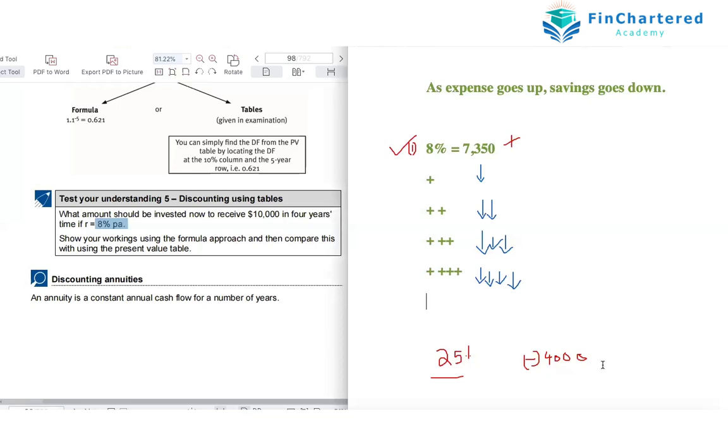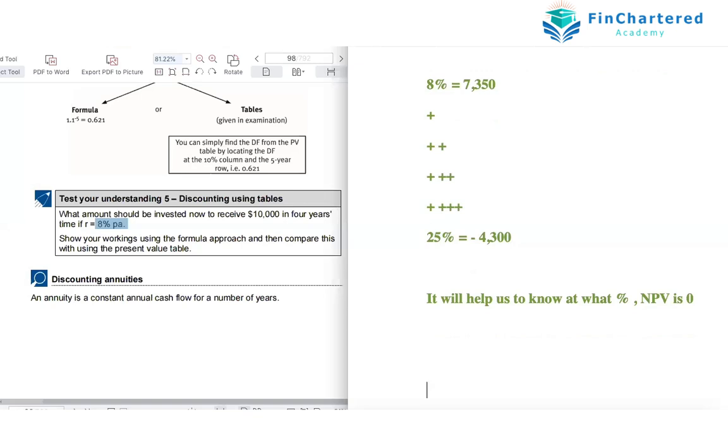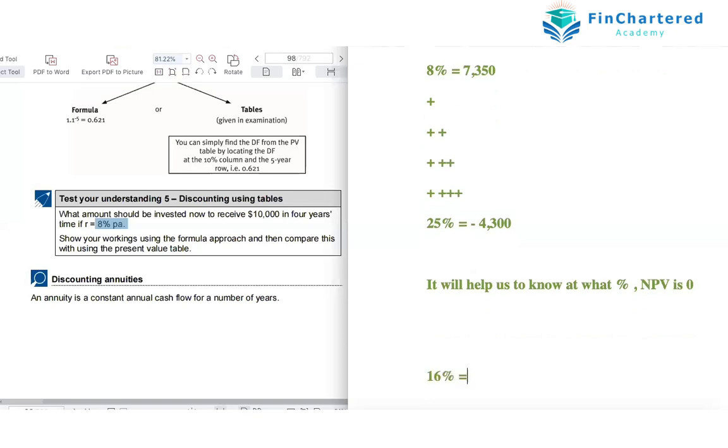For example, at 8% you are positive, at 25% you have a negative NPV of minus 4,300. So it will help us to know at what percentage NPV is 0. Because at 8% it is positive, at 25% it is negative. So at how much percentage is NPV 0? For example, from what I can see here, maybe at 16%, NPV is 0. So you know that if the cost is 16%, you will neither get positive nor negative.